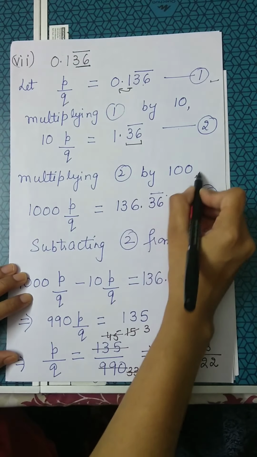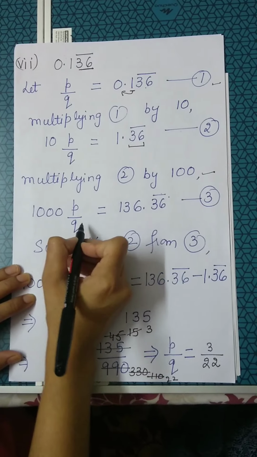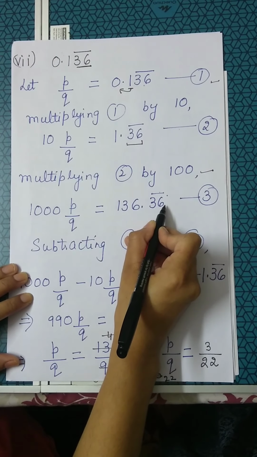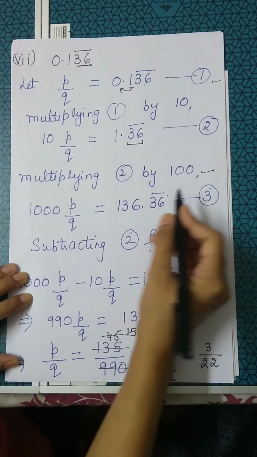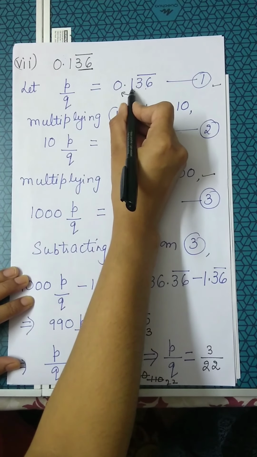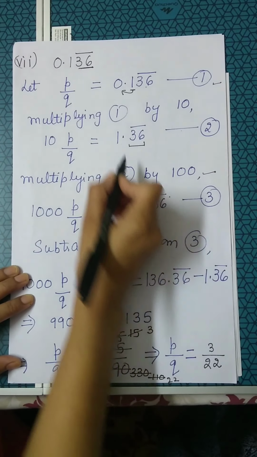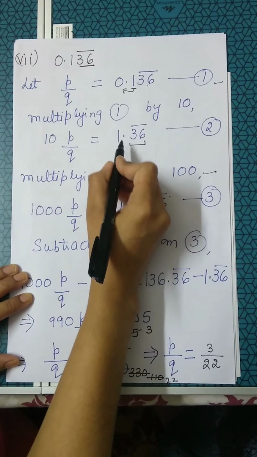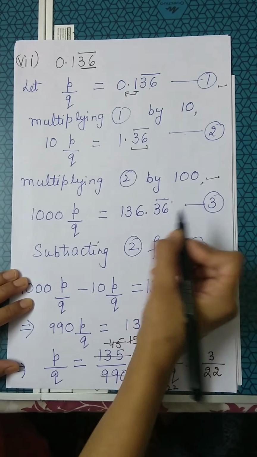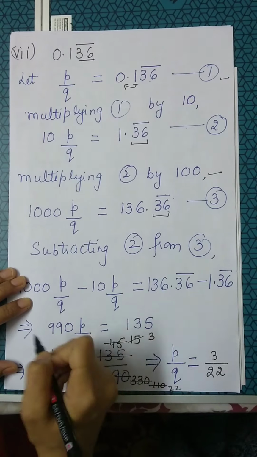So multiplying the second equation by 100, what do I get? 1000 P over Q is equal to 136.36 bar. If I try to subtract this from equation number 1, you can see the digit with the bar is not there. But in equations 2 and 3, the digits immediately after the decimal have a bar on them. So this will be easy for me to subtract.